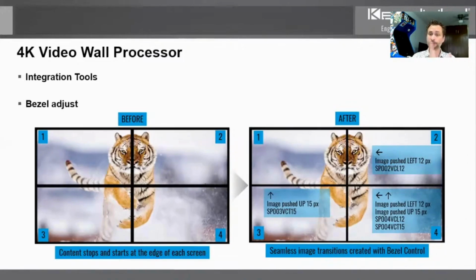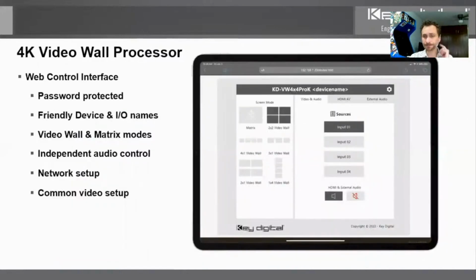3 doesn't have to be pushed to the left, but it does need to be shifted upward. So we apply a 15 pixel bezel adjust command on monitor 3, and 4 will go both to the left 12 pixels and up 15 pixels. Very, very common. And in fact, this is straight out of the manual. This is the recommended application, but that pixel count may vary from time to time depending on the bezel width of the displays you're using for your video wall.